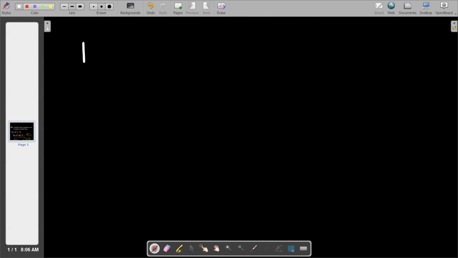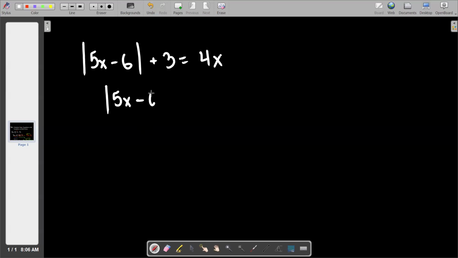The absolute value of 5x minus 6, plus 3, equals 4x. What do we do first? Subtract that 3. So we get to the crossroads here. We say the absolute value of stuff that I still don't care about equals 4x minus 3.